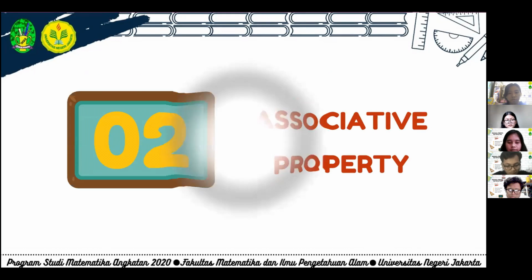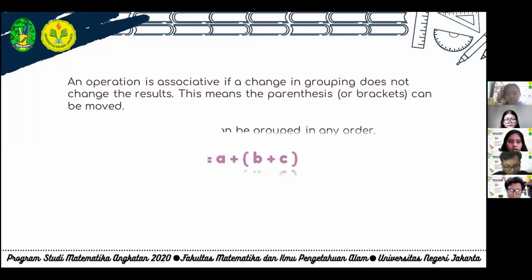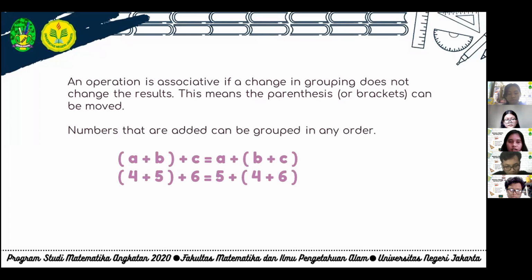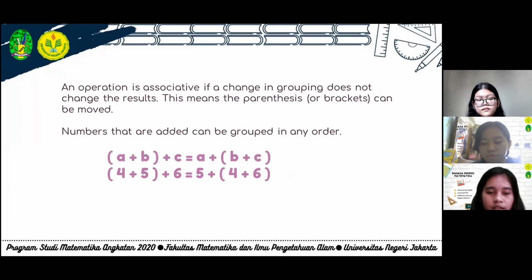Next, the associative property. An operation is associative if a change in grouping does not change the result. This means the parentheses can be moved. Numbers that are added can be grouped in any order. For example, the sum of A and B, plus C, is equal to A plus the sum of B and C. And the sum of 4 and 5, plus 6, is equal to 5 plus the sum of 4 and 6.